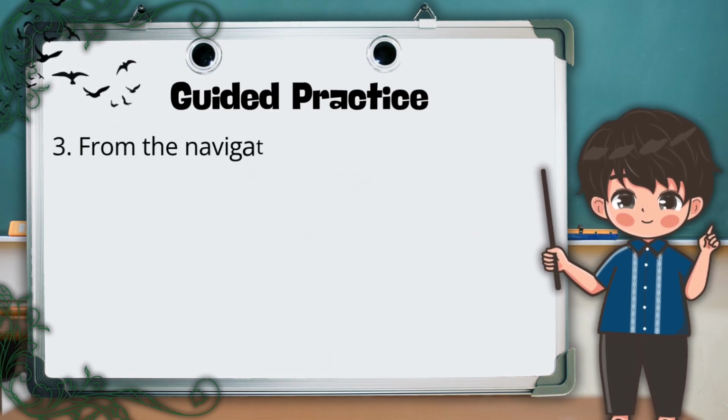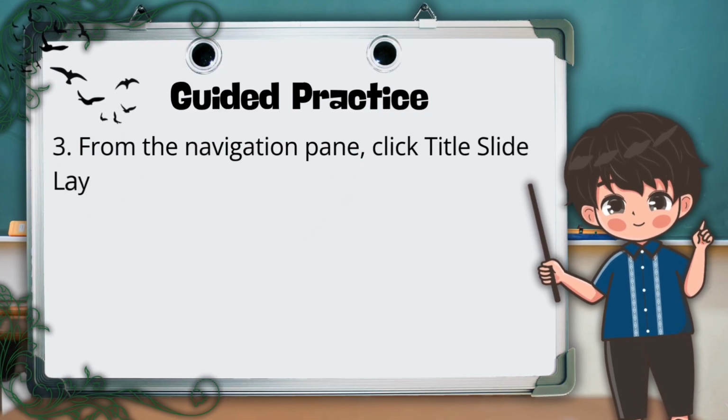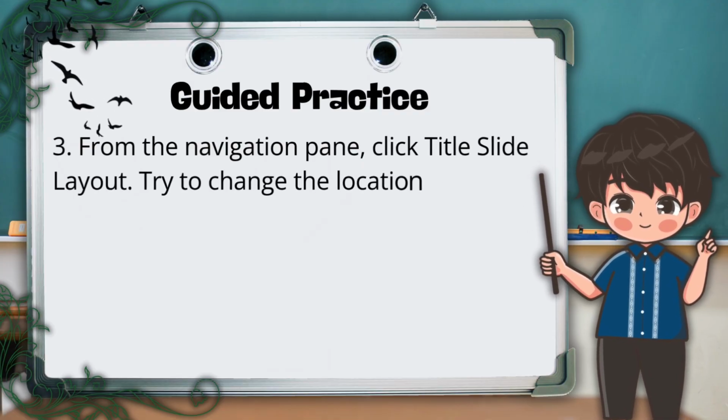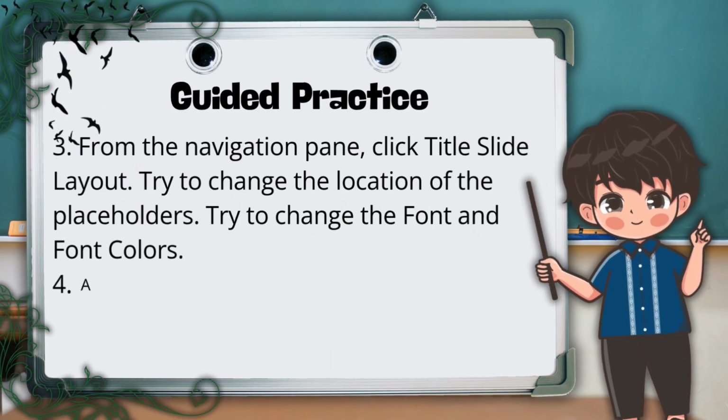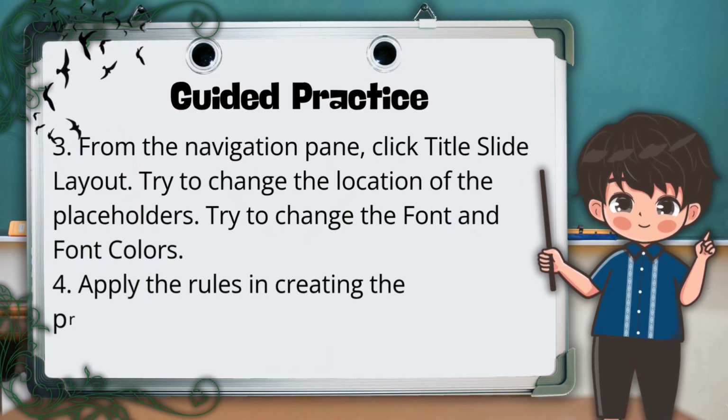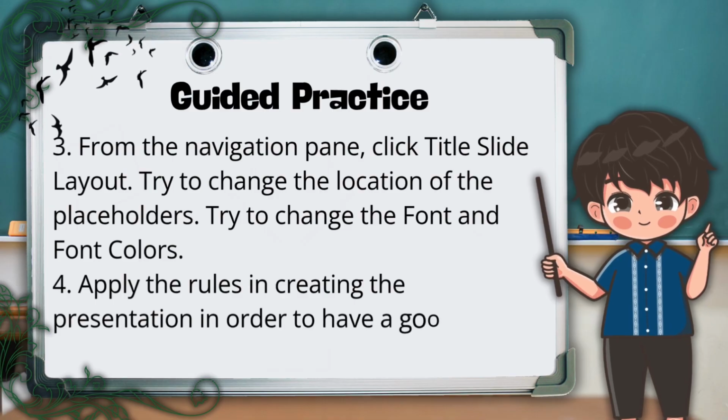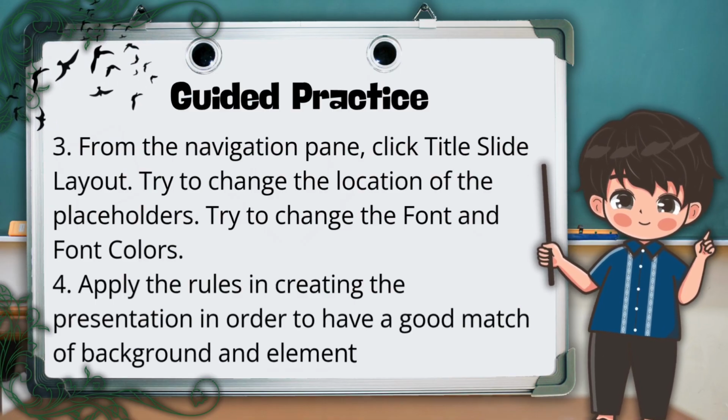3. From the navigation pane, click Title Slide Layout. Try to change the location of the placeholders. Try to change the font and font colors. 4. Apply the rules in creating the presentation in order to have a good match of background and element colors.